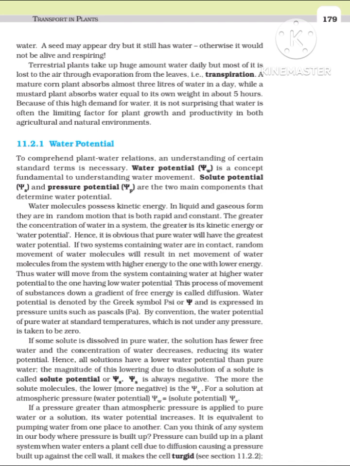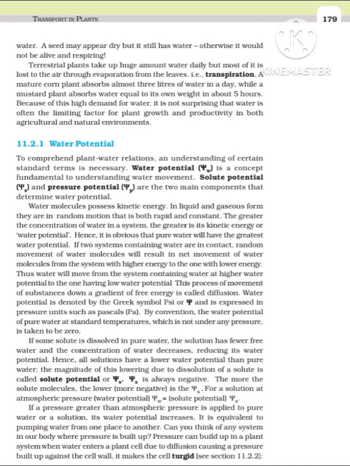Water molecules possess kinetic energy. In liquid and gaseous form they are in random motion that is both rapid and constant. The greater the concentration of water in a system, the greater is its kinetic energy or water potential. Hence, it is obvious that pure water will have the greatest water potential.